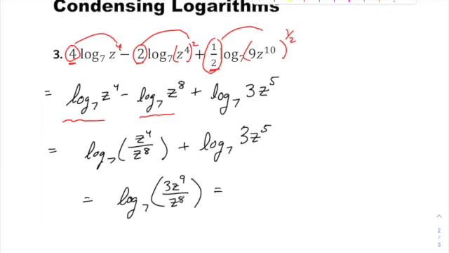And now if you haven't reduced, you definitely want to. Z to the 9th divided by z to the 8th is just z. So log base 7 of 3z. And there you go. There's the final answer.